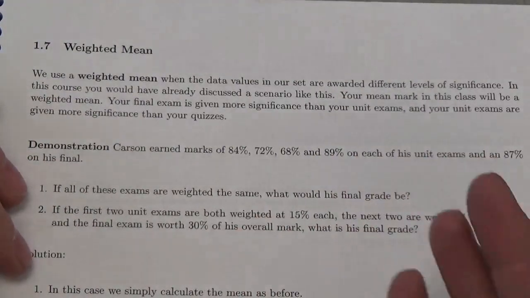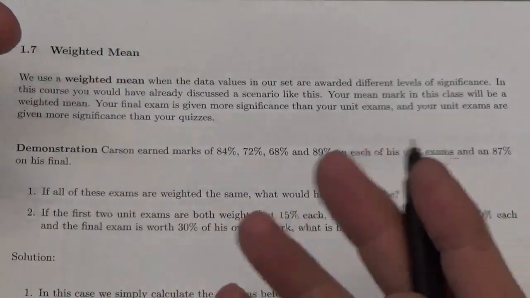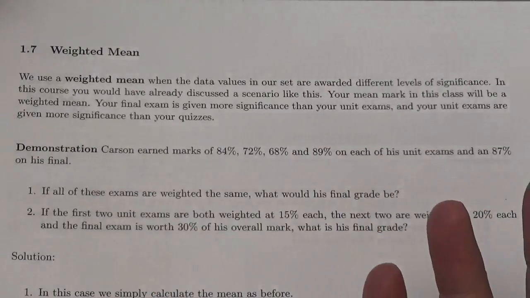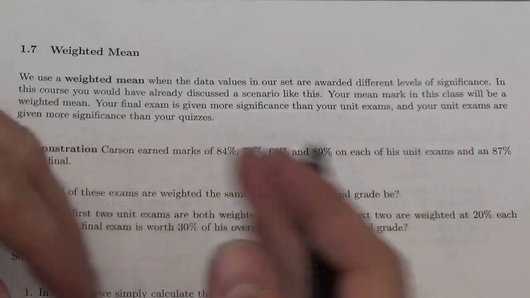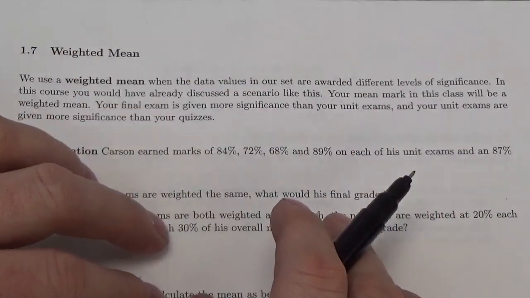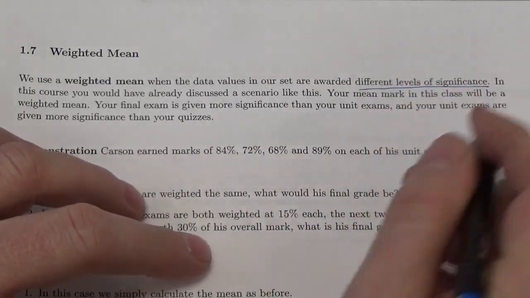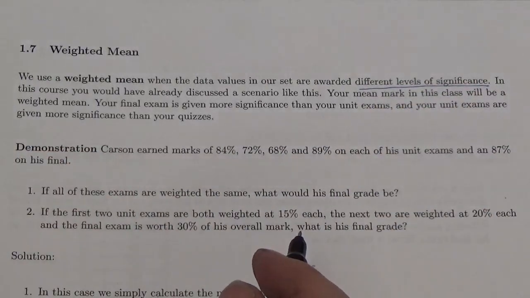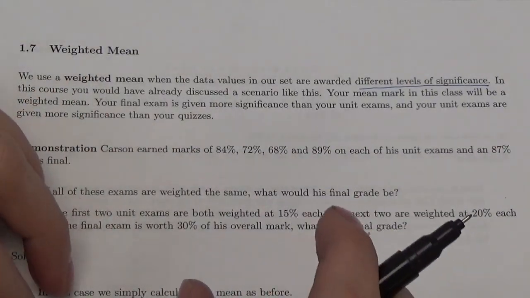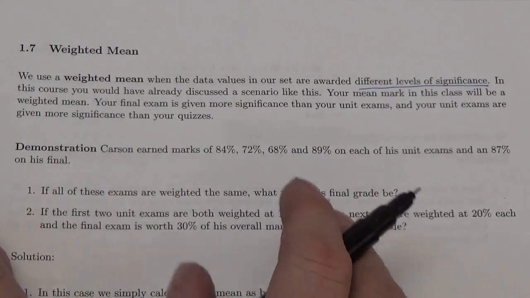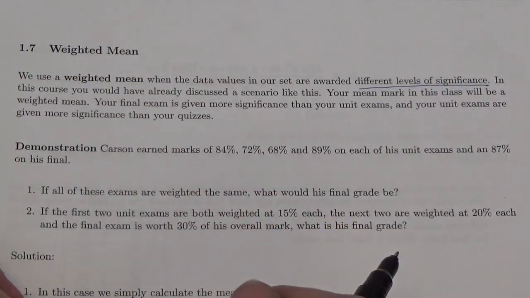Weighted mean, and by the way, you're familiar with this. You're very familiar with what a weighted mean is, because this is how your marks have been calculated ever since you got into school. So in a weighted mean scenario here, you've got your data set, but the different values might be awarded different levels of significance. So for example, your exam marks are worth more than your quizzes, which are typically worth more than the little assignments that you'll get. So there's these tiers to your marks there.